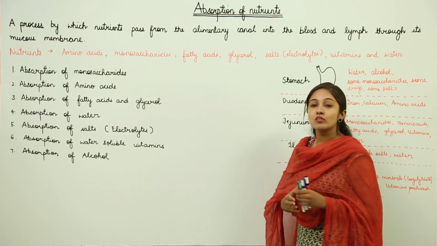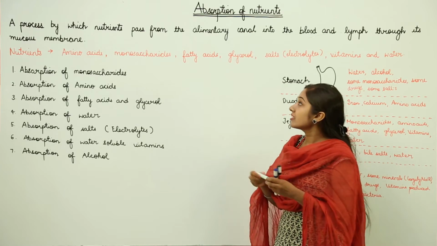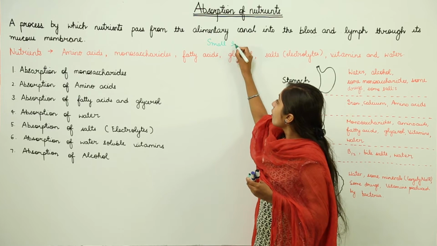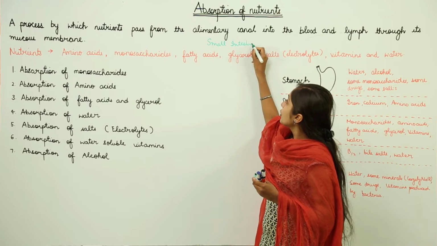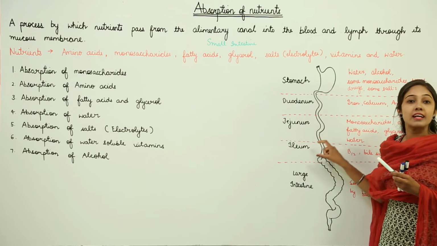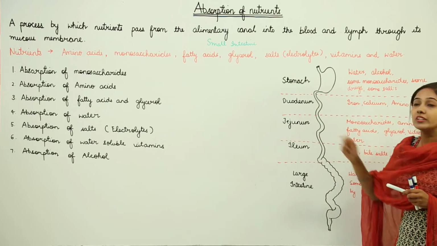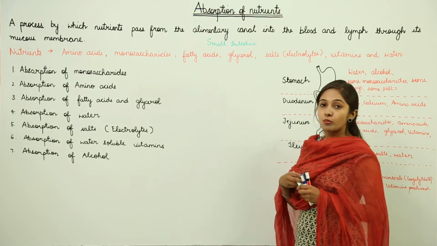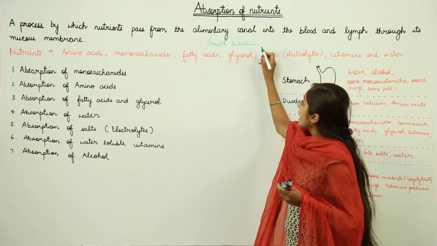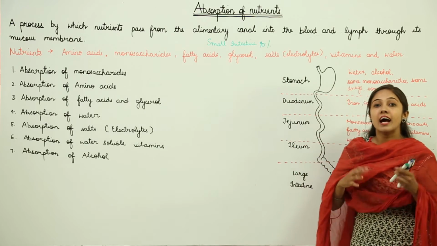So mainly the process of absorption, if we talk about the 90% absorption of the nutrients, it takes place in the small intestine. So 90% of absorption takes place in the small intestine, right? And I hope you remember that the small intestine has three regions, that is the duodenum, jejunum and ileum. So 90% of absorption of the nutrients takes place in the small intestine. And 10% of the absorption of nutrients takes place where? It takes place in the stomach and the large intestine. So 90% in the small intestine and 10% in the large intestine and the stomach, right.